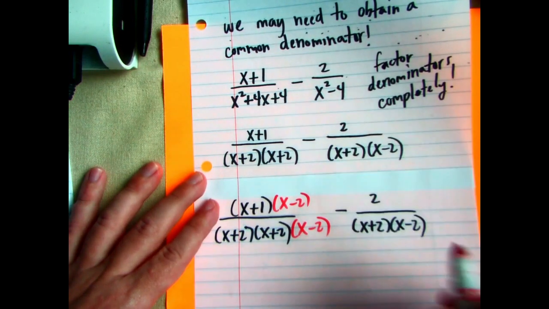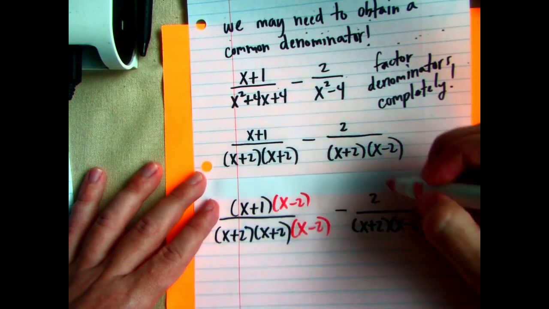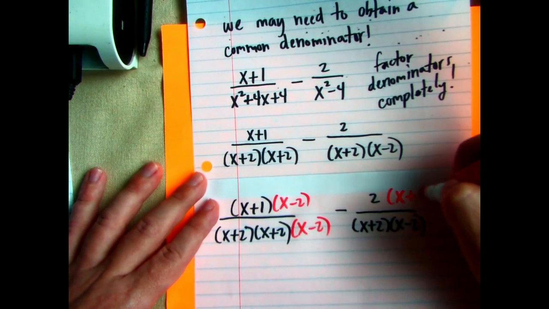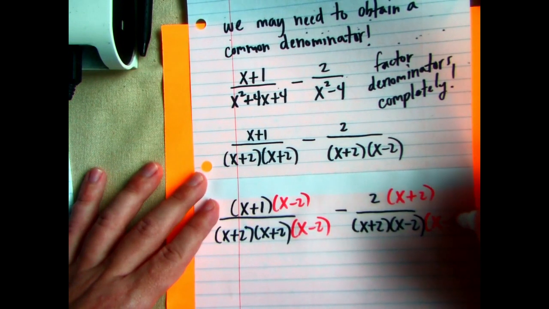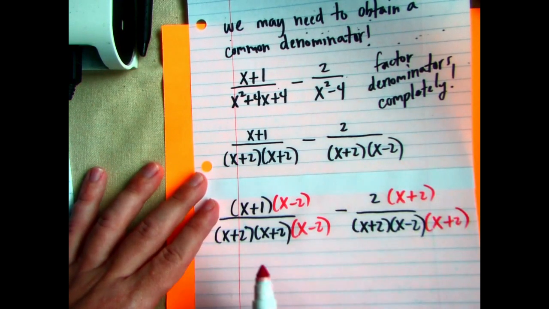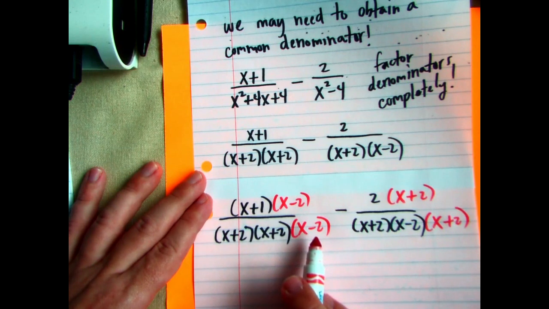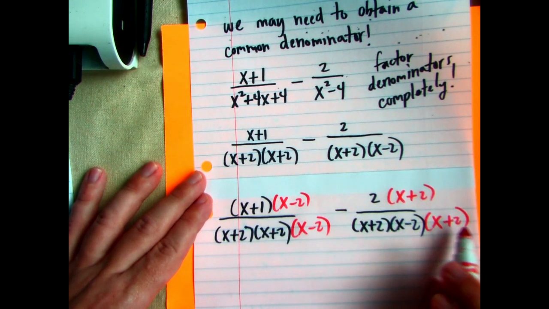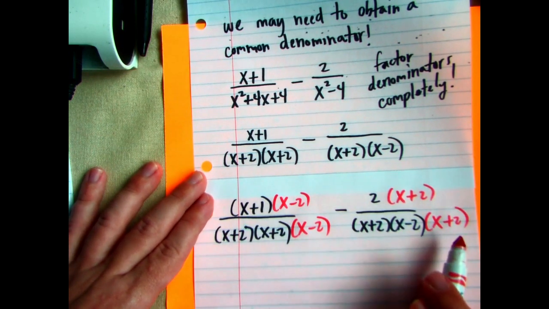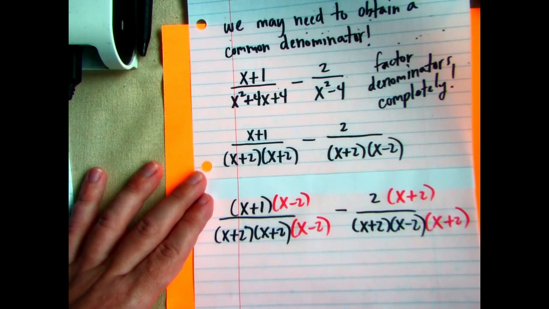The fraction on the right is missing an x plus 2, so I'm going to multiply top and bottom by x plus 2. As a result of this, both denominators are the same. They're both x plus 2, x plus 2, x minus 2.